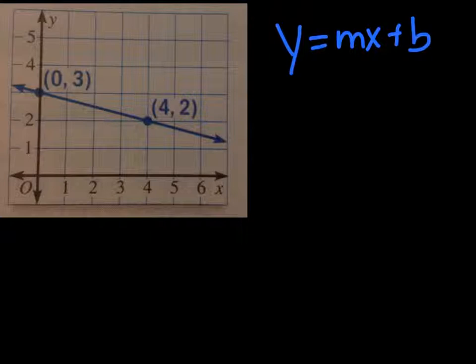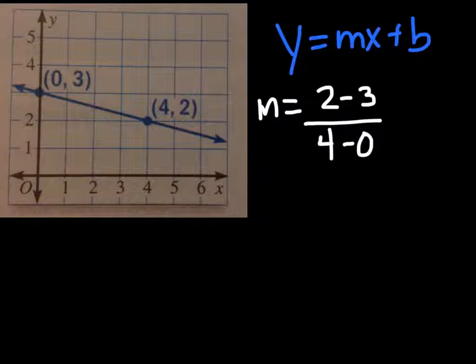Remember, slope is equal to rise over run. So first we find the difference between the rise points, which in this case is 2 minus 3. And we place that over the run points, which is going to be 4 minus 0. This gives us a slope of -1/4.